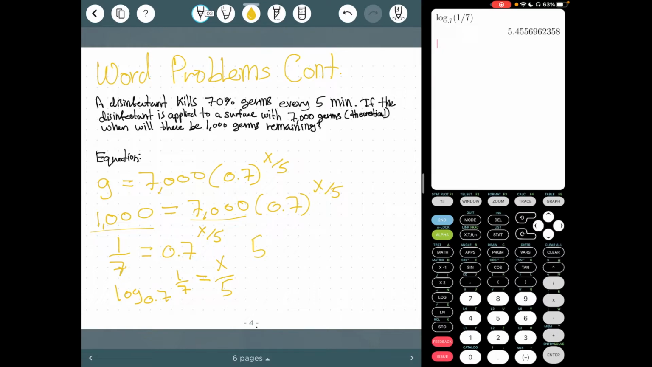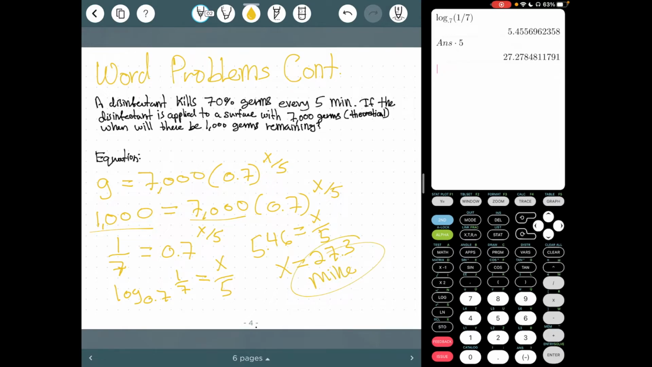We can say 5.46 equals x over 5. Now we just multiply both sides by 5 to get x by itself. Multiply by 5. And we get about 27.3. So this is how long it will take for the germs to be about 1,000. So 27.3 minutes for the germs to decrease at a rate of 70% to get to 1,000 remaining.